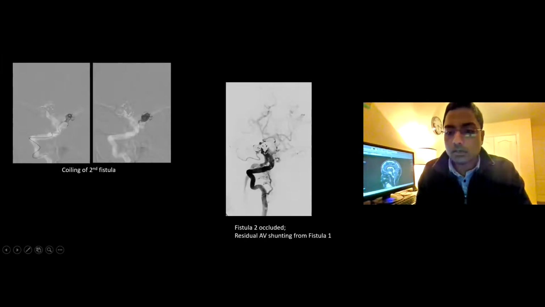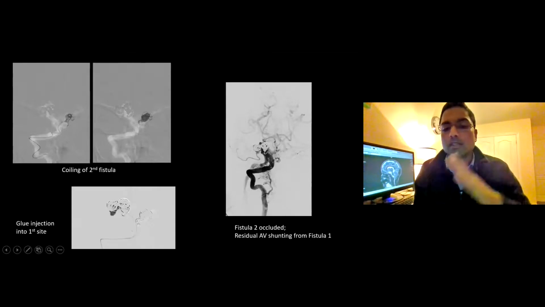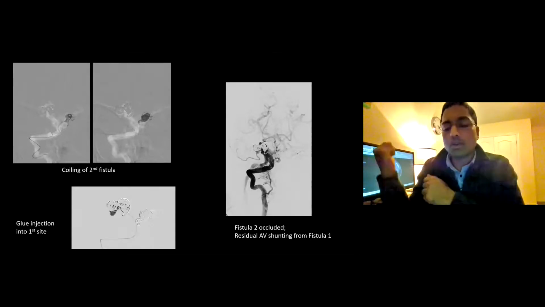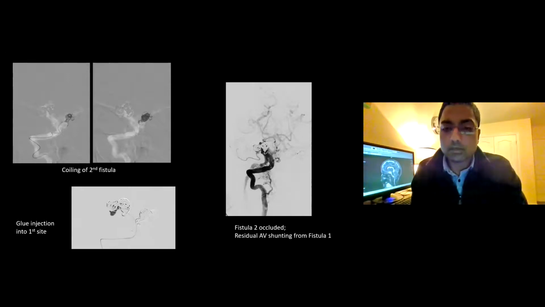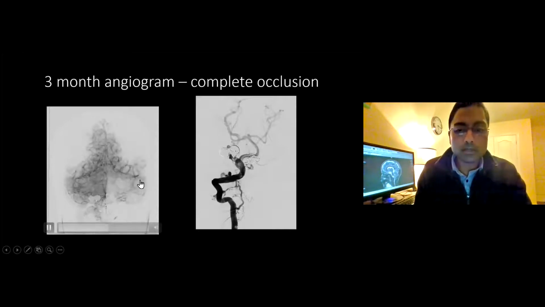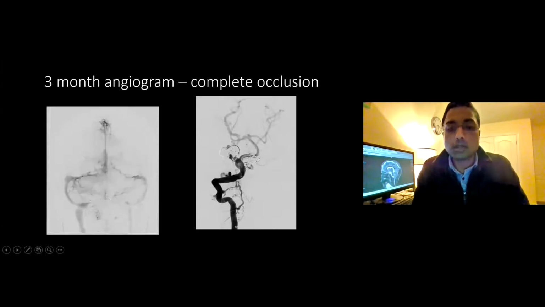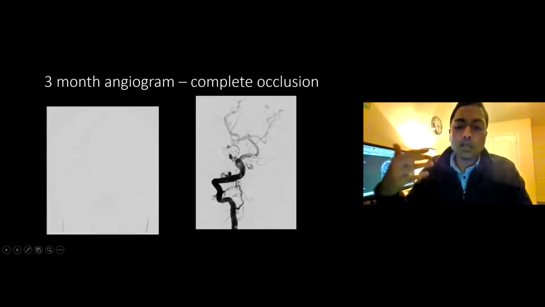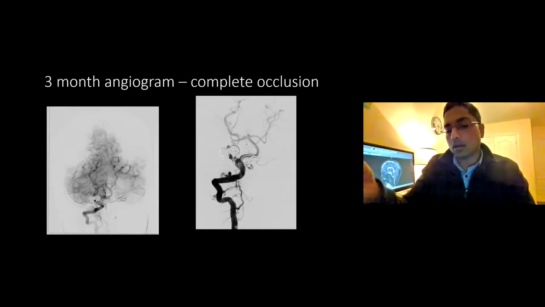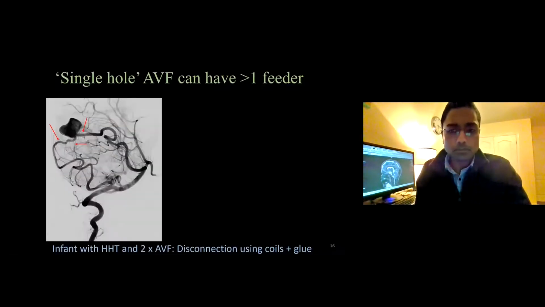So now you can see this fistula is completely closed. A small amount of trickle shunt is left behind in the first fistula, and now it is safe to go back and glue the first fistula without having fear of the glue being sucked into the second fistula. And by this, we can achieve a complete control. So there's a complete exclusion. This is at 3 months, and this is at 1 year. So no recurrent shunt, and these children will do very well. It's very, very unusual for these kinds of fistulae to recur in later ages.